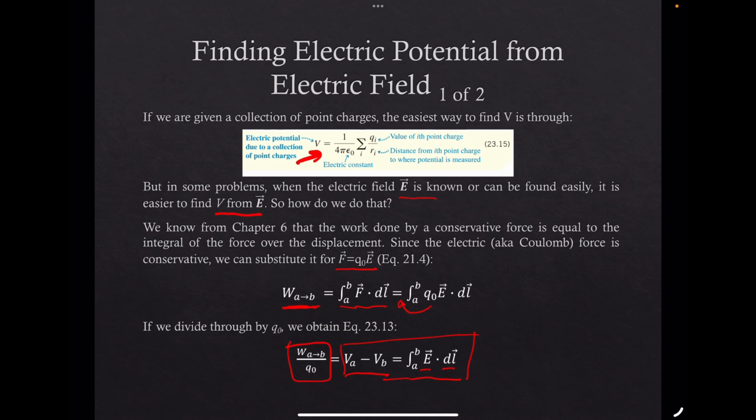And so a lot of times it may be easier to do this integral, or maybe we can automatically know those two potential values and subtract them. So, depending on the problem formulation, this may be a better equation to use versus this set of equations of directly getting the potential from charge and distance.